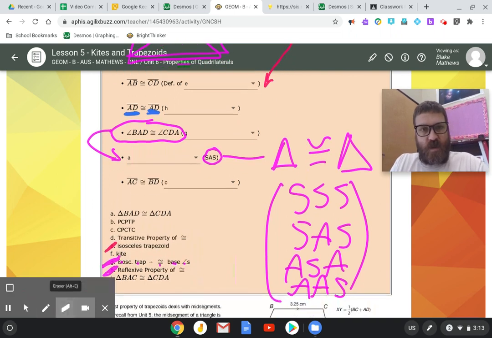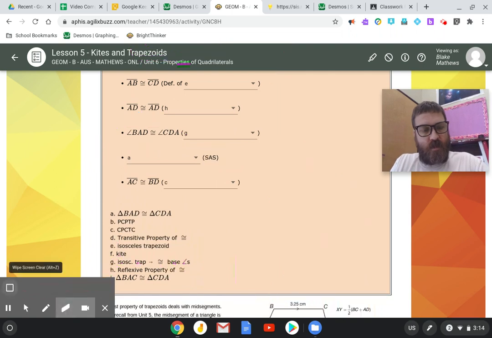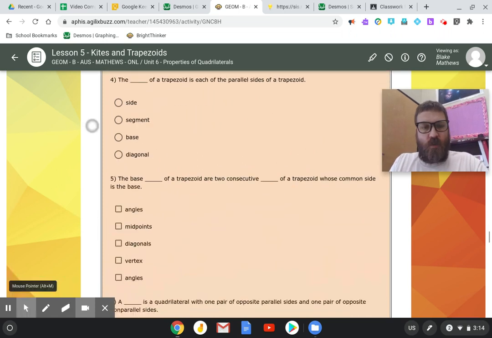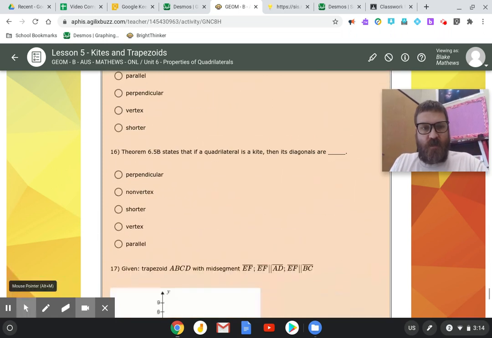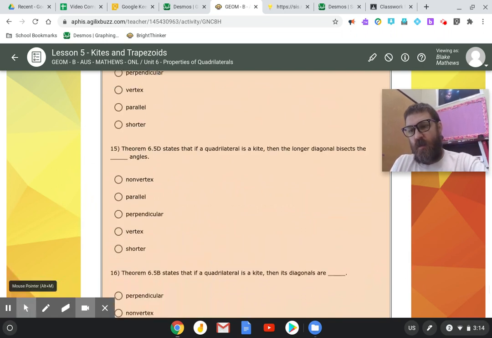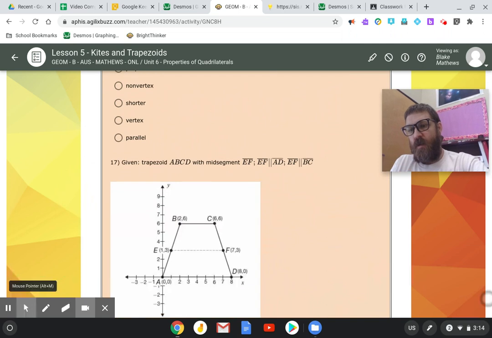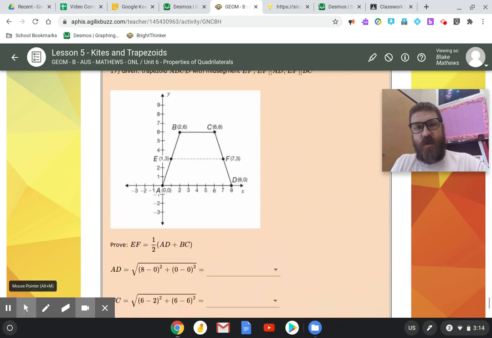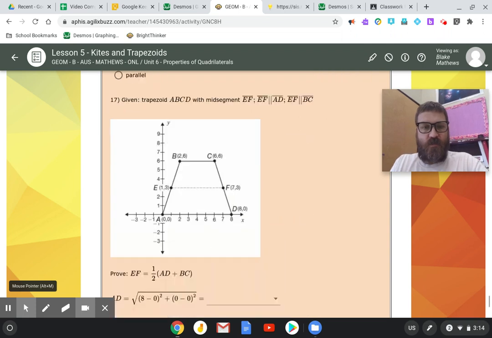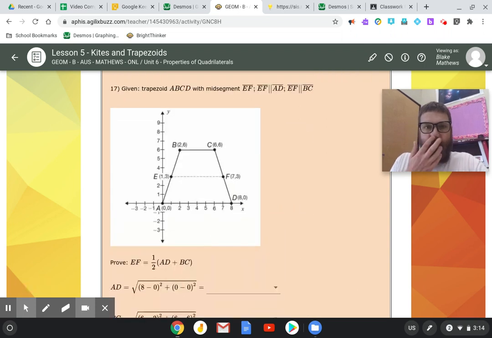Make sure you get those answers down. Feel free to rewind and go back. Let's jump down and see what else we have here. Okay. 3, 4, 5, all the way down to number 16. All of those are vocabulary. So make sure that you are utilizing the vocabulary information there and answering those questions. And then I'm going to walk us through trapezoid problem number 17.